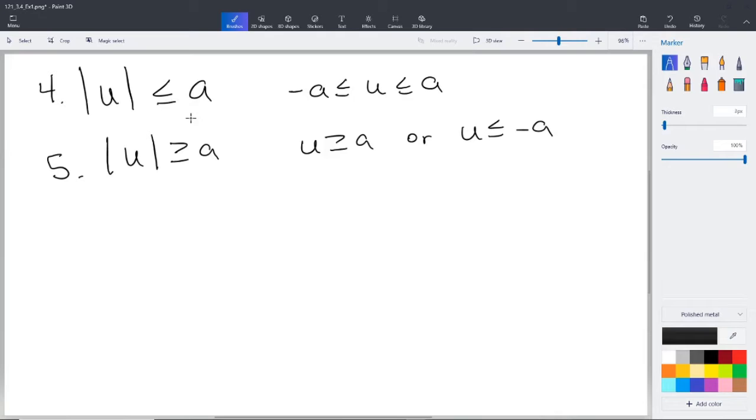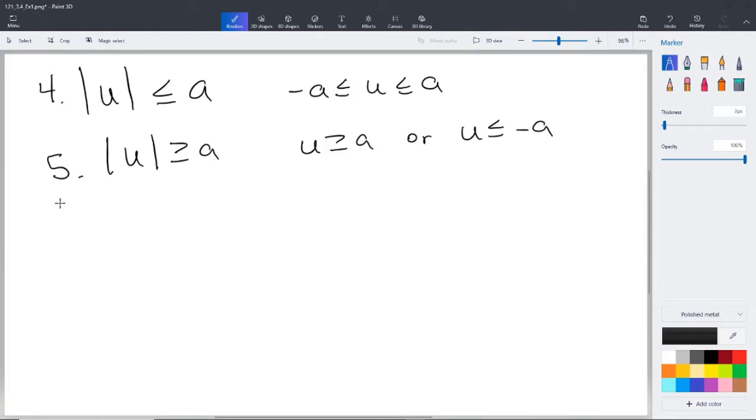So your book sort of breaks it up into 4 rules. It's really just 2 rules. I think it's easier to keep it straight that way. But when you have the absolute value that's less than or equal to A, then what happens is it becomes the stuff inside of the absolute value, the U in this case, in the middle, and the values of A and negative A on either sides of that U. So it becomes a 3-part inequality.